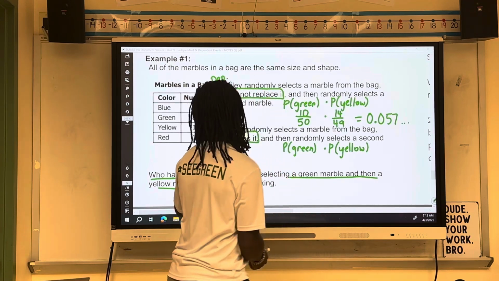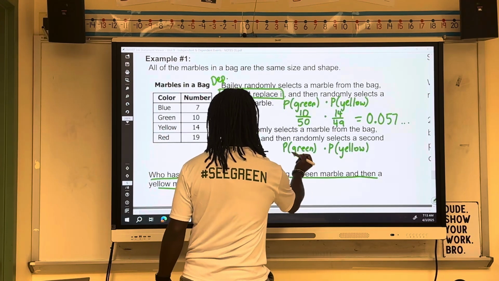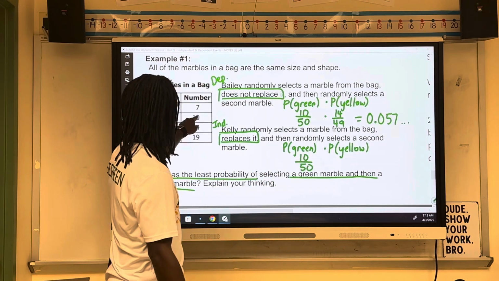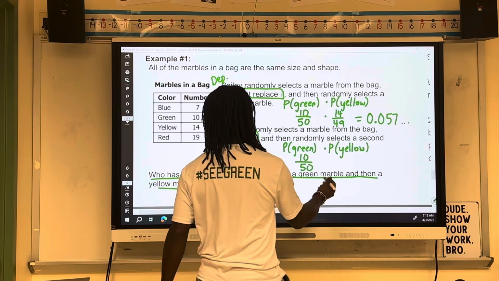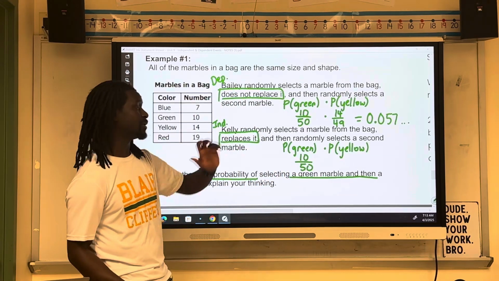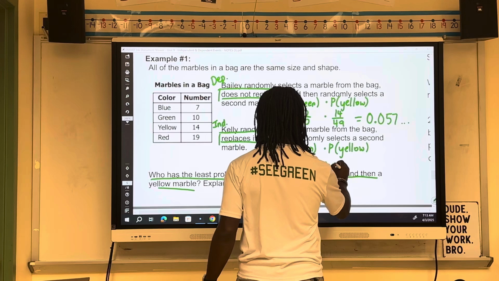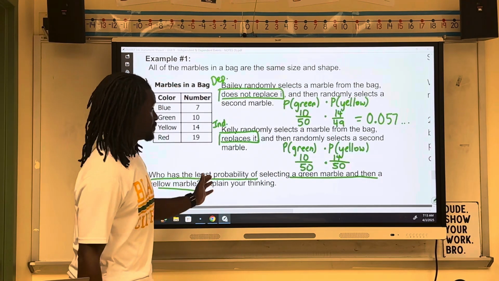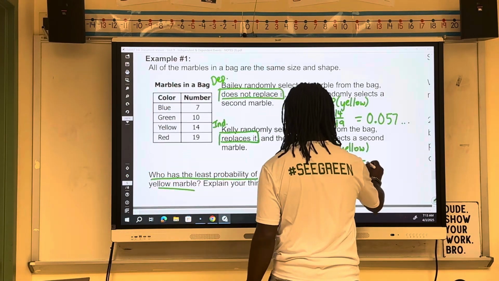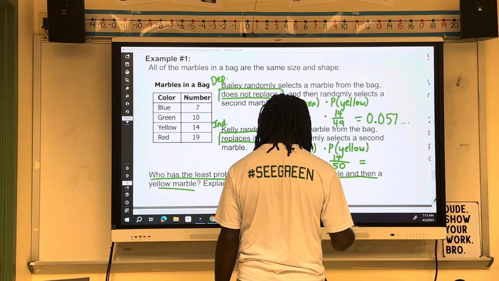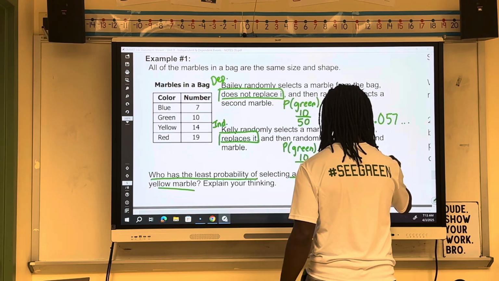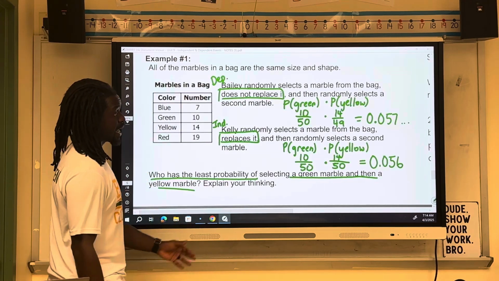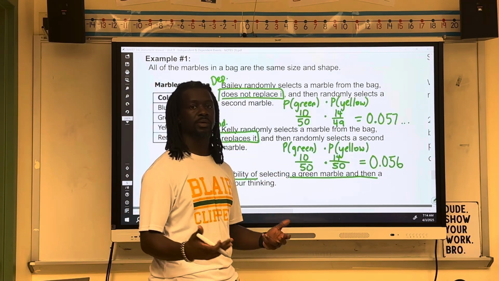All right, and then let's do Kelly. Probability of getting a green is 10 out of 50, right? Because there's 10 green, there's 50 total. This time, Kelly replaces it. Kelly puts it back, so therefore, I'm still gonna have 50, and I'm still pulling a yellow. Then I multiply those. The probability of getting a green then a yellow for Kelly is going to be 0.056.